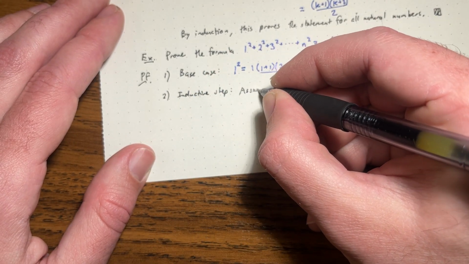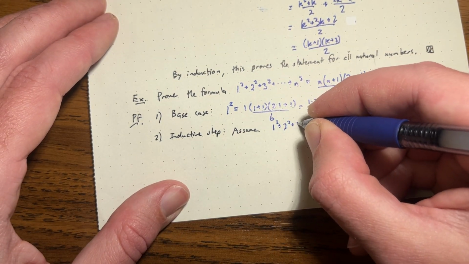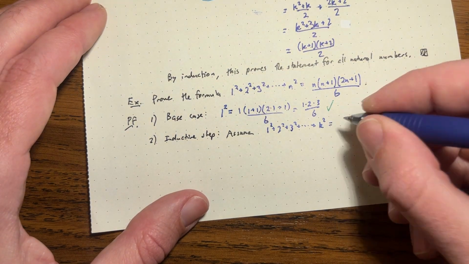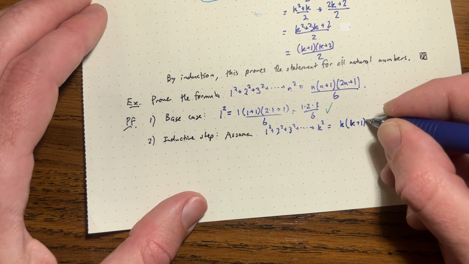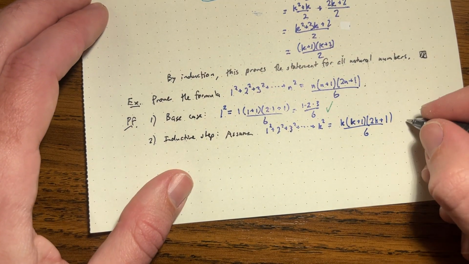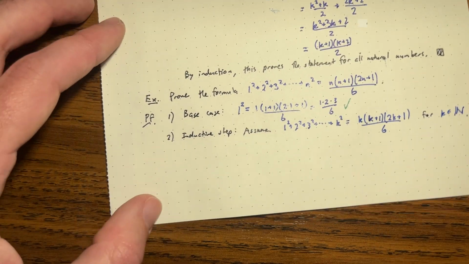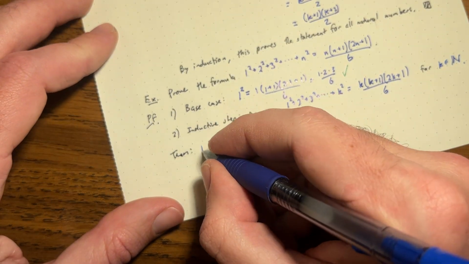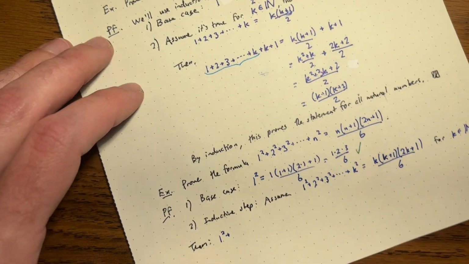Assume that 1 squared plus 2 squared plus 3 squared, all the way up to some k squared, equals, what would it be? Just replace n by k. So k is arbitrary. All right, for some k in the natural numbers. Then I might need another page here, but we'll do what we can on here. So what is the goal? I want to show the statement for k plus 1 is true.